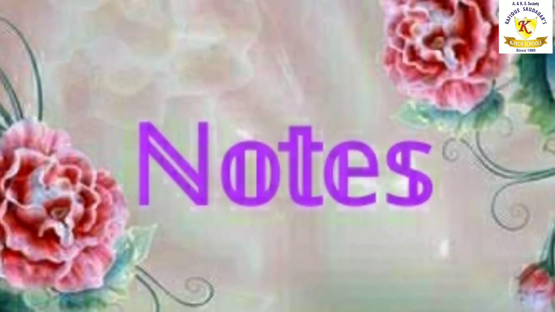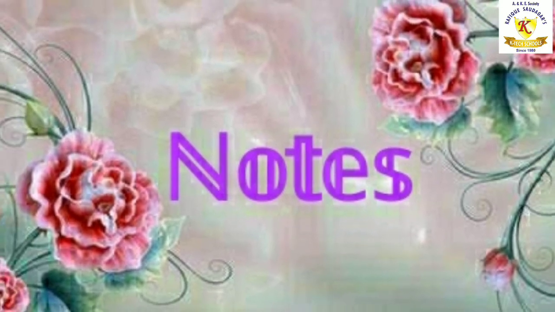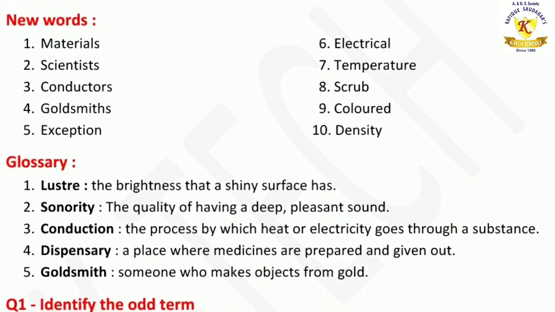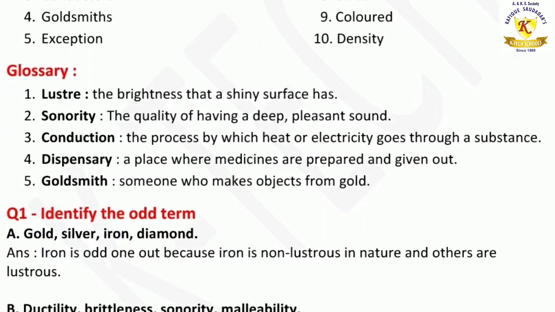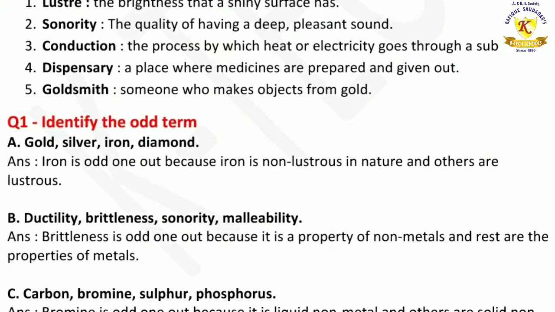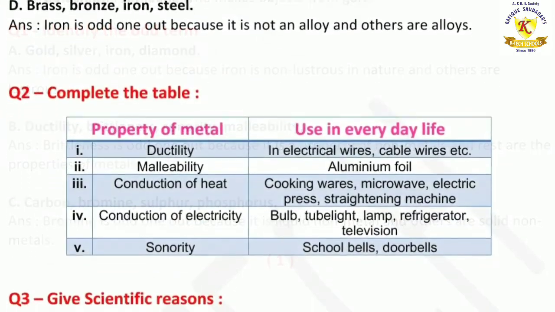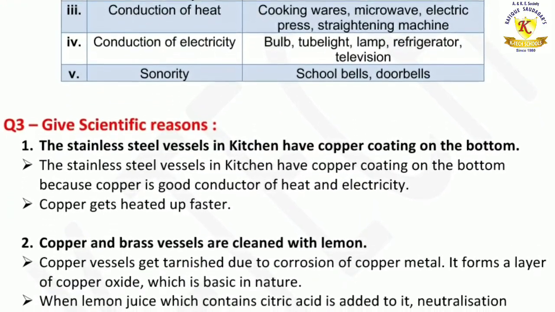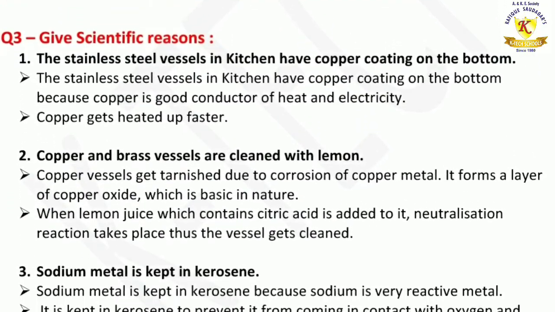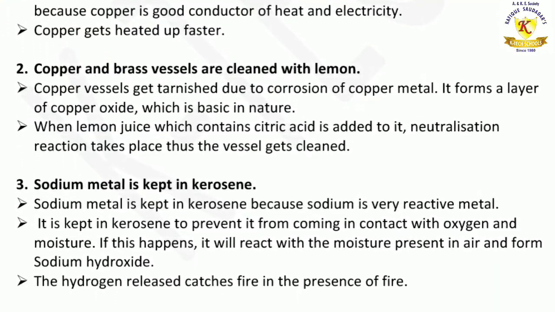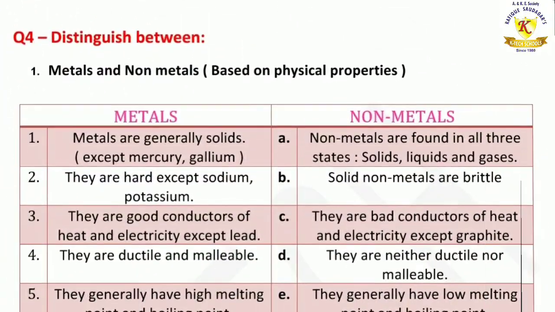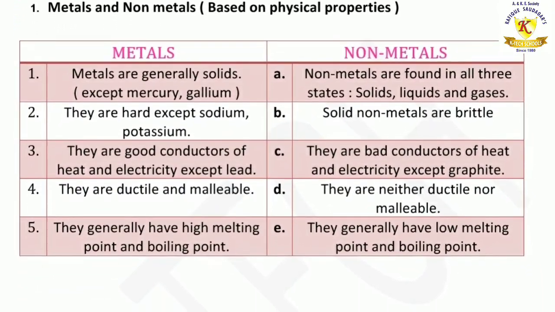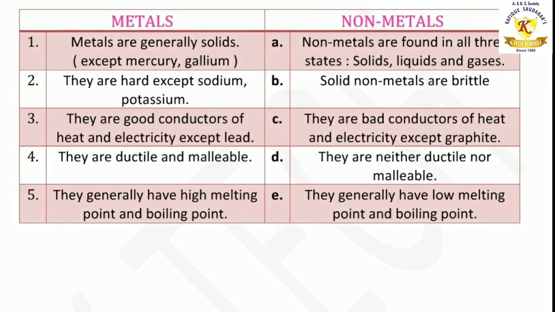Now let's take a look over the notes for today's topic. First we will write new words followed by the glossary. Then question number 1, identify the odd term. Question number 2, complete the table, followed by question number 3, give scientific reason for the following statements. Then distinguish between metals and non-metals based on physical properties. Okay, children?